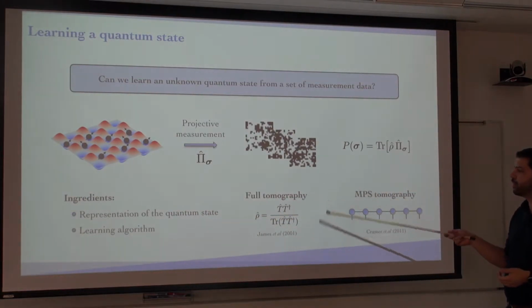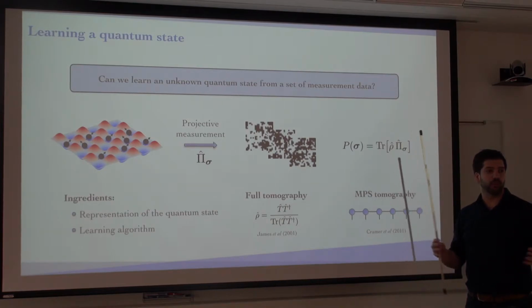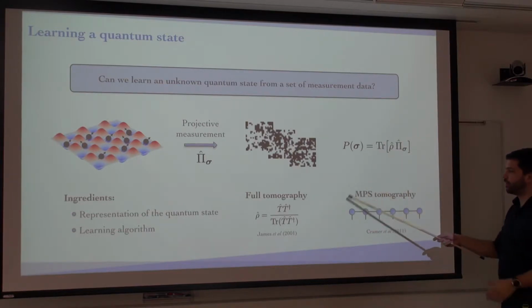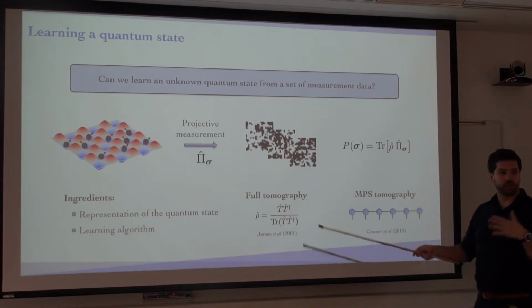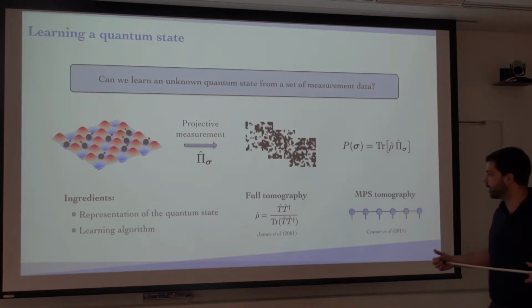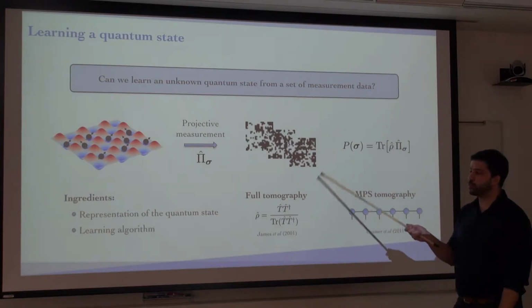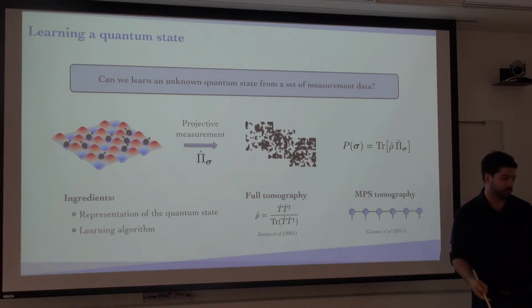So full tomography really represents the quantum state in full. You write down all the elements in your density matrix or your wave function, and then you can do maximum likelihood learning or other sorts of data processing. And another very successful technique is MPS tomography. Essentially, you're approximating the quantum state by a matrix product state. So you're putting an assumption on the structure of the state that you're reconstructing. And here it solved the problem that full tomography was restricted to very small systems, clearly the systems that you can represent in full, so again, a handful of particles.